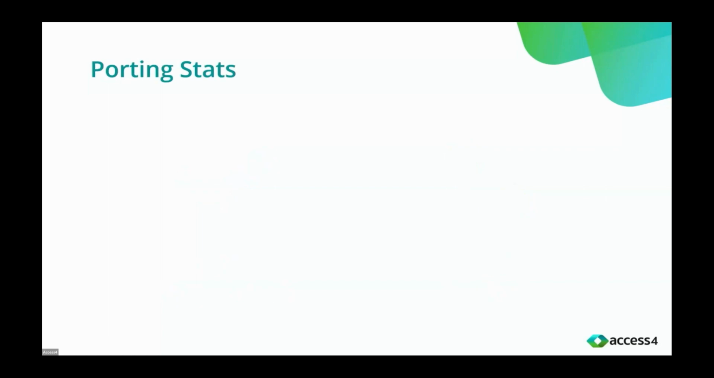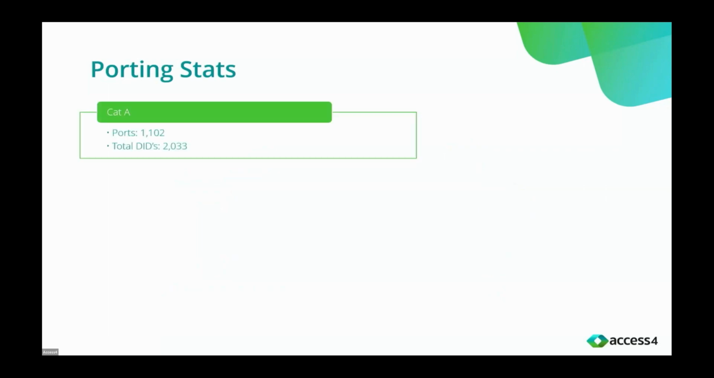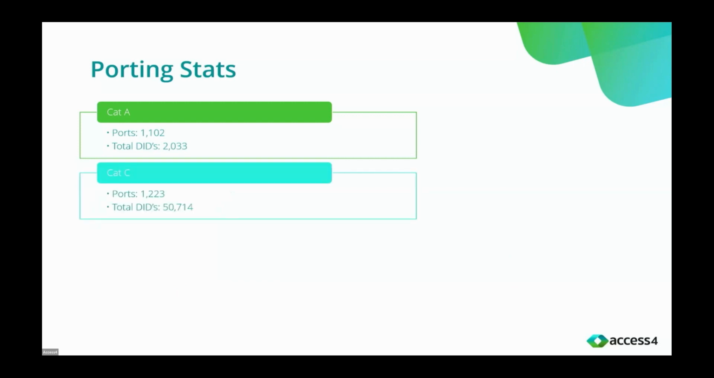From a porting perspective, from a Cat A's, so 1,100 ports with a total of 2,000 DIDs. From a Cat C perspective, 1,223 ports, 50,000 DIDs. And then inbound, such your 1-300, your 1-800 numbers, 354 with 535 DIDs. It's a lot of DIDs that they've moved across. However, speaking to our porting team, this is just what's been logged by yourselves inside SaaSPOS.